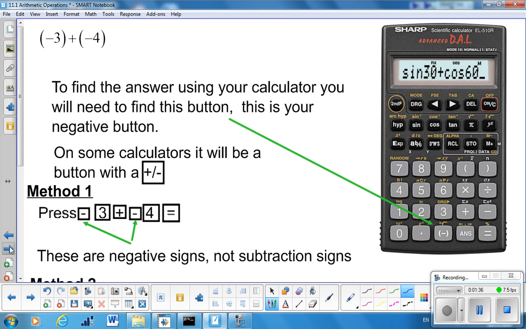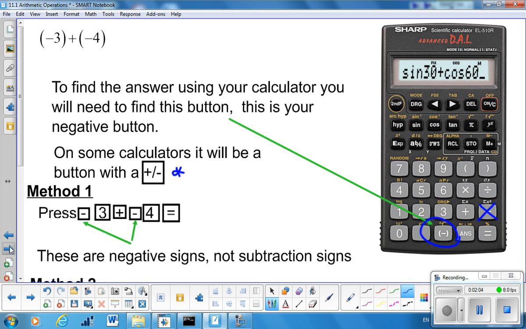So to add negative 3 plus negative 4, if we're going to use our calculator to do this, we need to find your positive negative button. So on this picture, it's way down here in the bottom. Notice that it is different than the subtracting button that's located over here with the add, multiply, and divide. On some calculators, it's going to be shown with a plus-minus symbol.